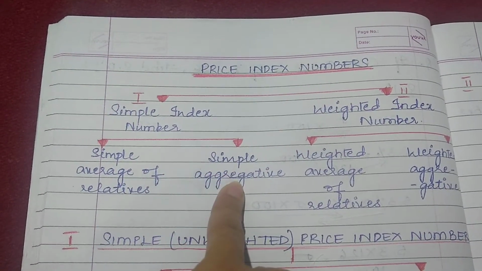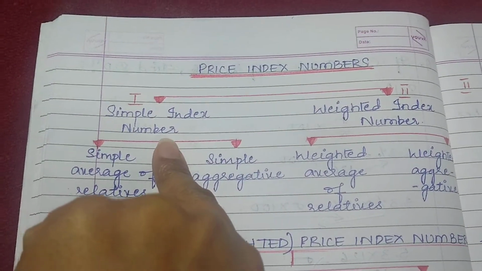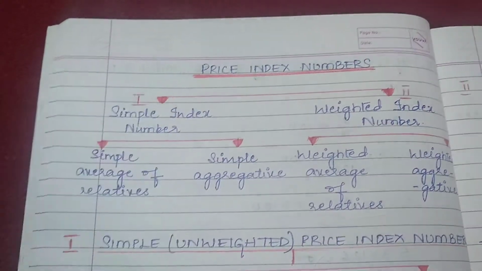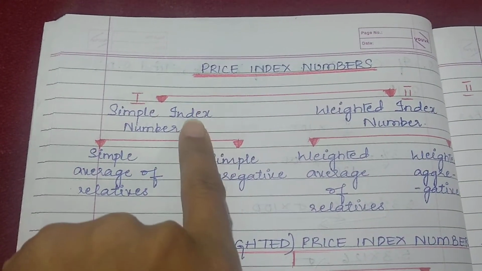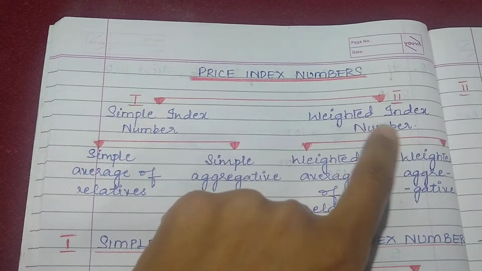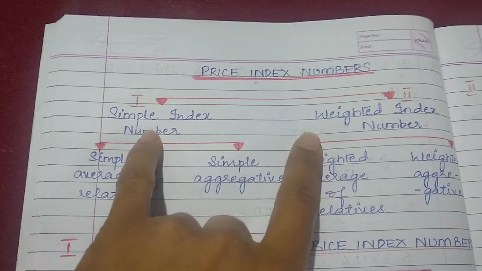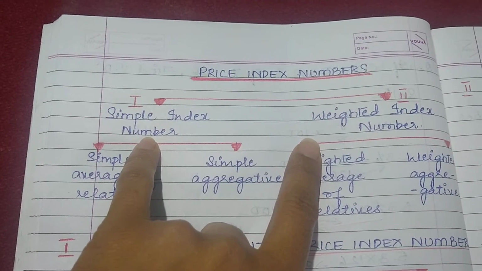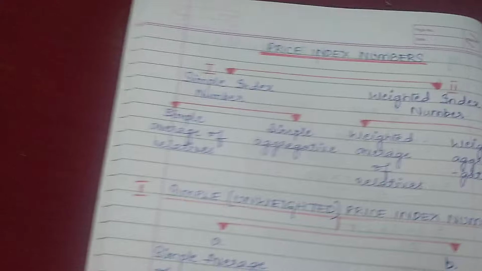and simple aggregative. Now simple index number is also called unweighted index number. Okay, do not get confused. This is called weighted index number. There is no other name for this. But simple index number is also called unweighted index number. Okay, do not get confused.